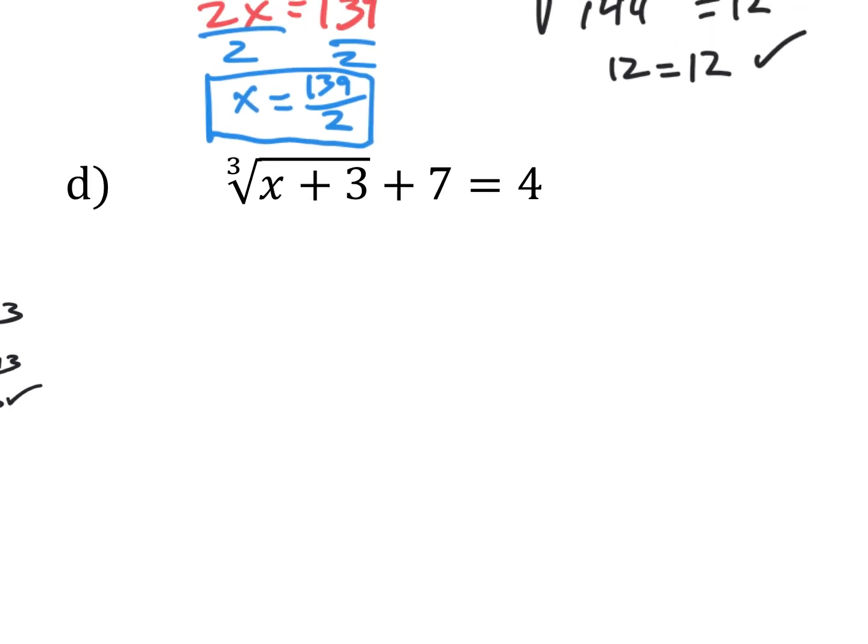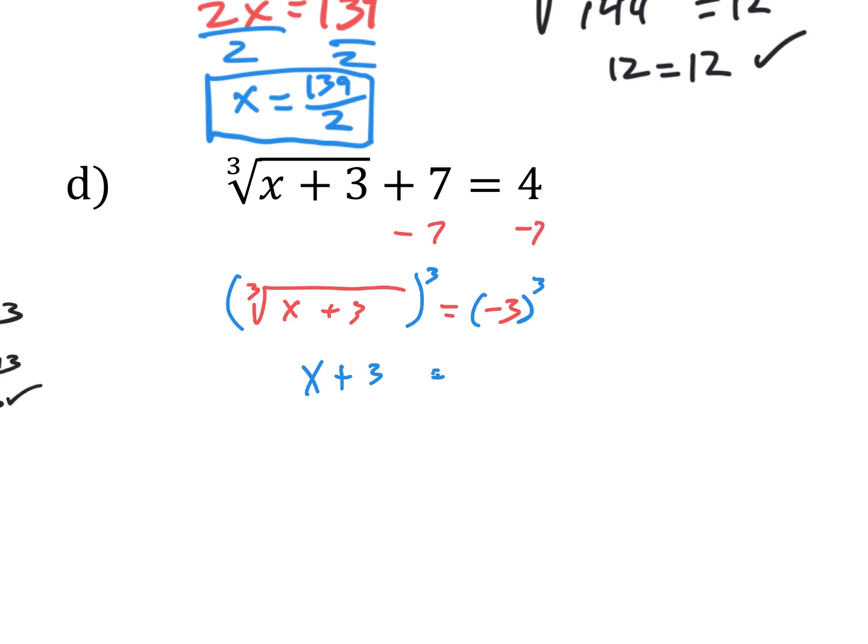All right, so how about a cube root? Well, a cube root we're going to treat the same way. We want to get rid of everything that's not under the radical. So that 7 needs to go away. We've got a negative 3 over here. What's the opposite of cube rooting? Well, it's cubing. So we end up with x plus 3 equals negative 27. Remember, negative 3 cubed is negative 27.